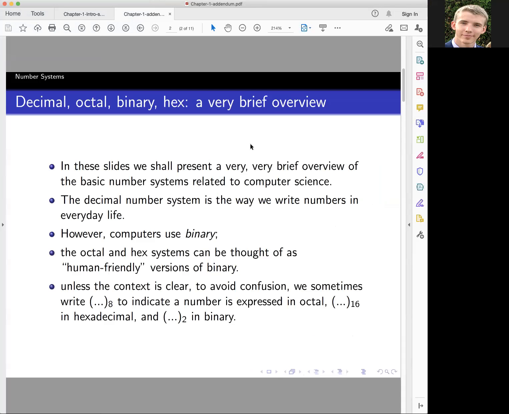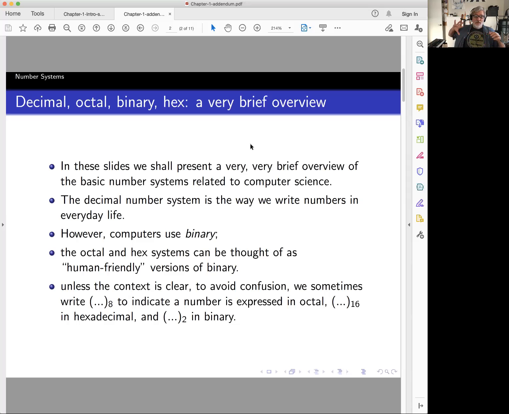Okay, so what I want to do is go through very briefly the basic number systems that you already know, might know, and should know. I'm also going to try to connect to what we've been doing up to this point a little bit. This is very brief. I'm going really quickly over the basic number systems which are related to computer science.